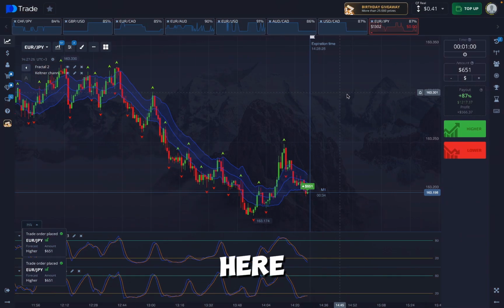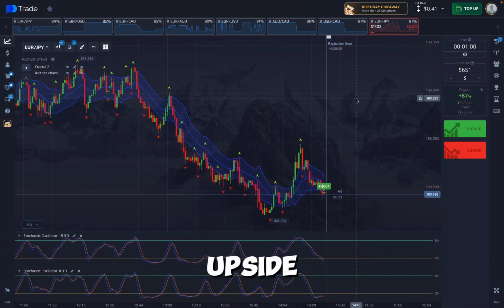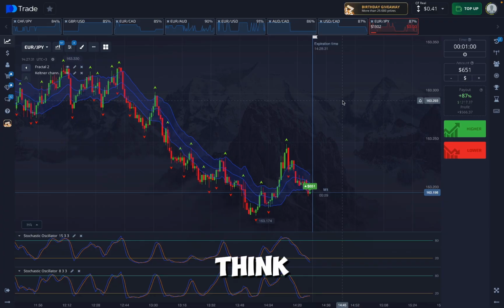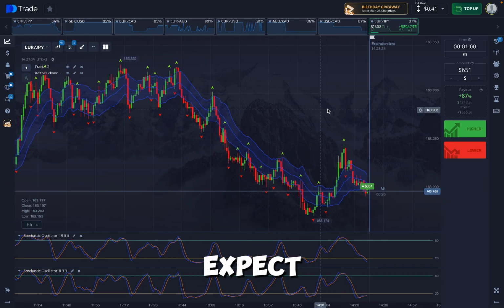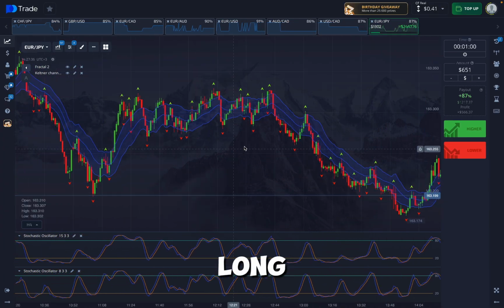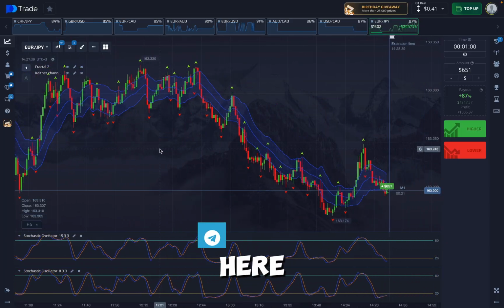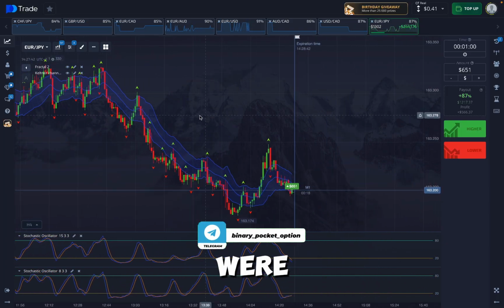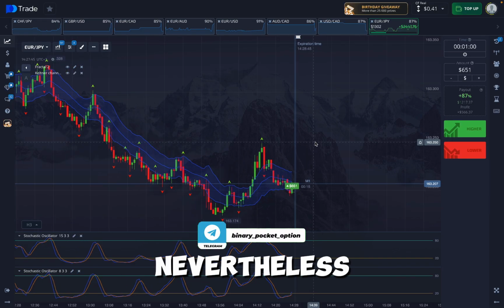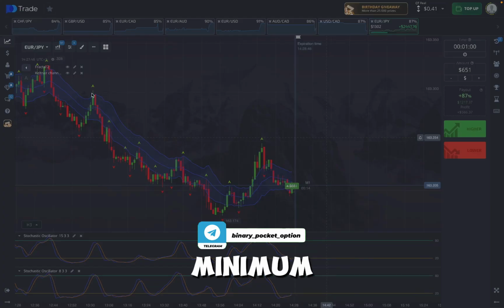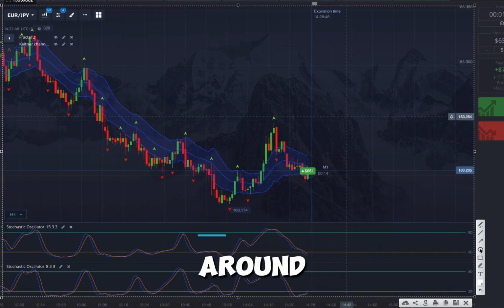And probably here I will open 2 trades on the upside. In fact, I think that the price will recover and I will expect upward volume because of the long correction. The prices here we had and the dynamics were showing a downtrend. Nevertheless, having updated its price minimum, the price turned around and went up.